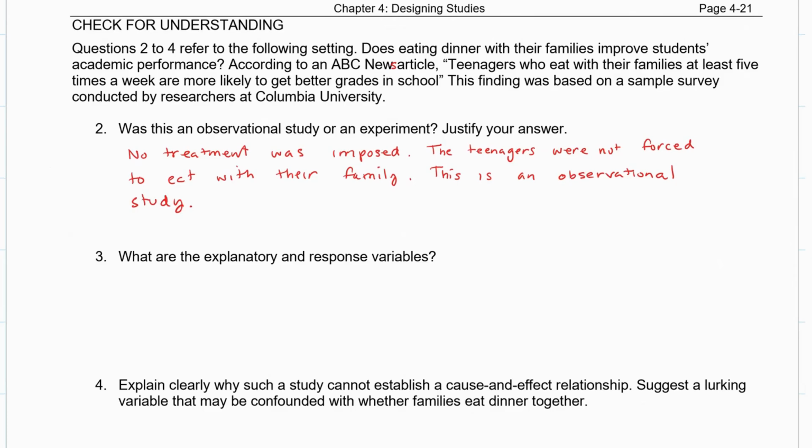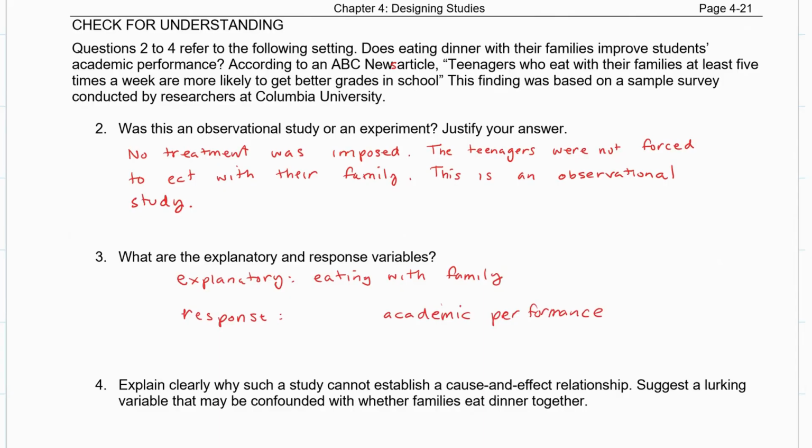What were the explanatory and response variables? Well, they were believing that the explanatory variable was eating with families. And what was the response that they were thinking they were measuring? That is better academic performance. Or I should just say academic performance. Because if they didn't eat with the families, I think they measured worse academic performance. All right.